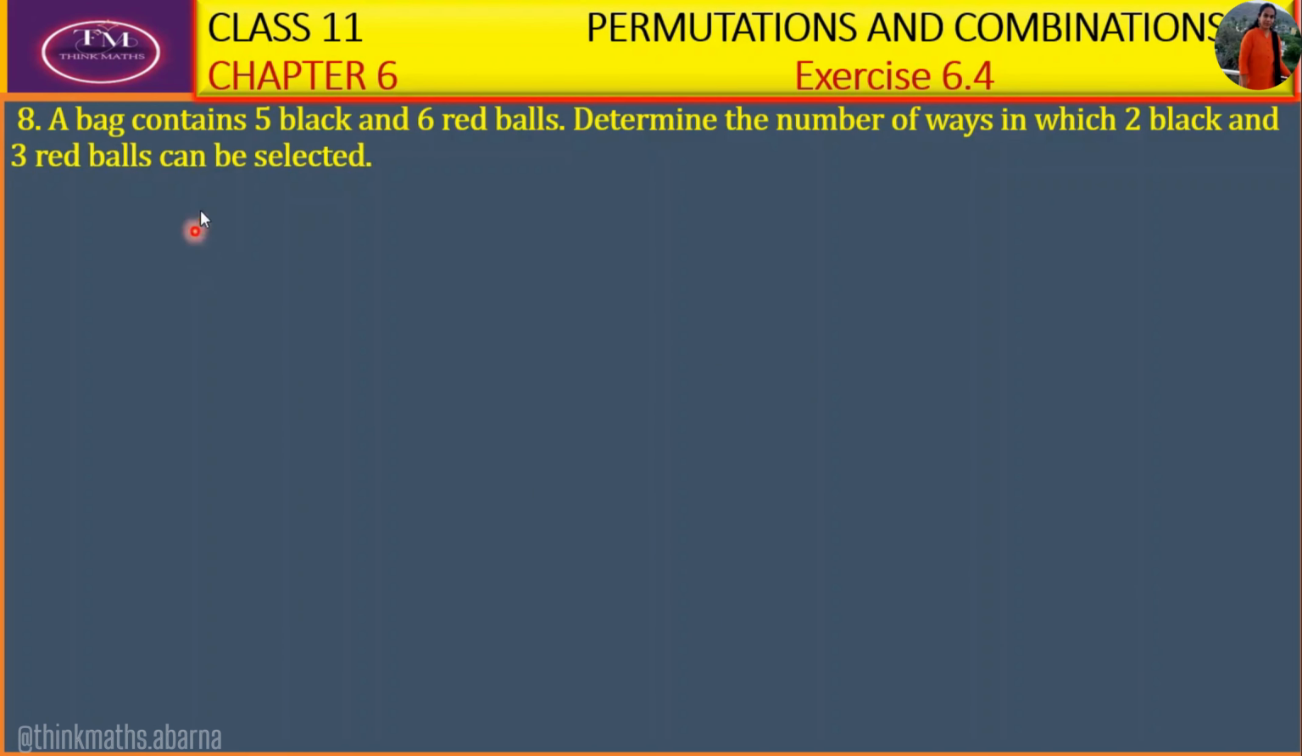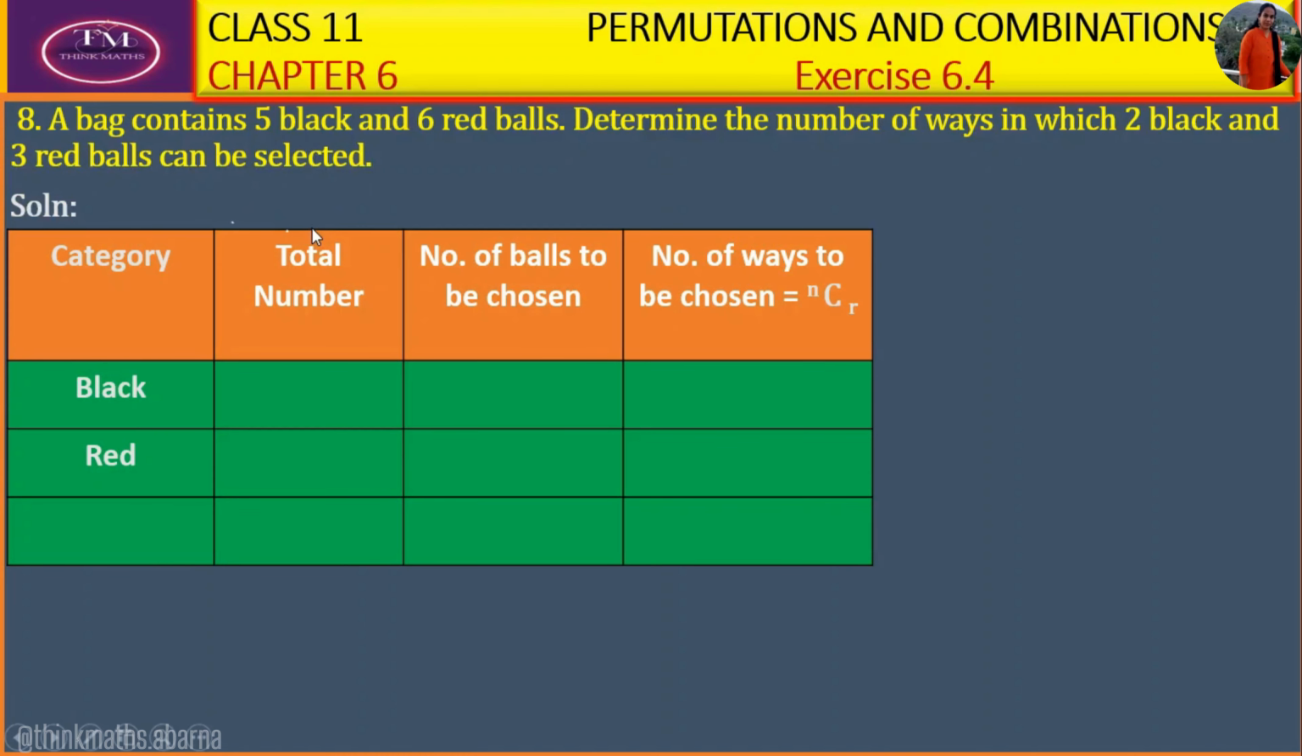This is same as previous. A bag contains 5 black and 6 red balls. Determine the number of ways in which 2 black and 3 red balls can be selected. Now let us frame the same tabular column. This is the category. What are the categories you have? Black ball and red ball.